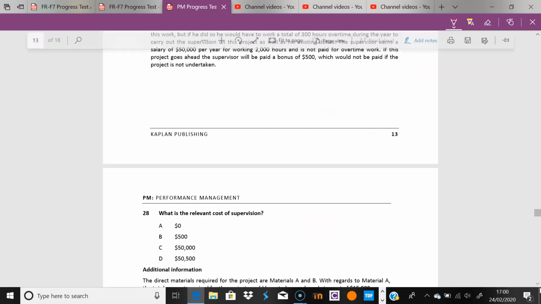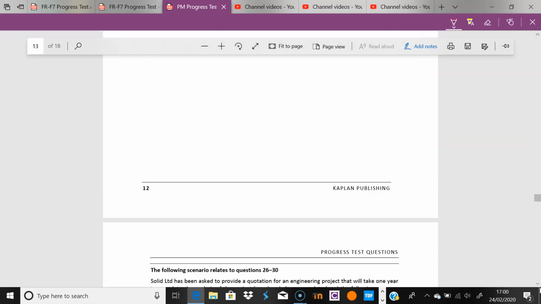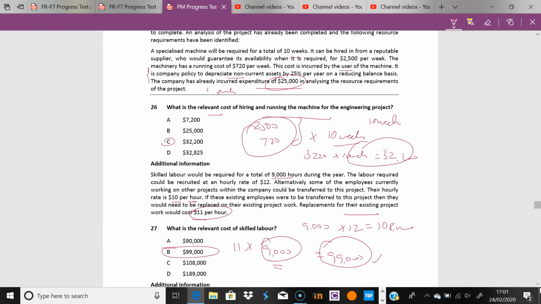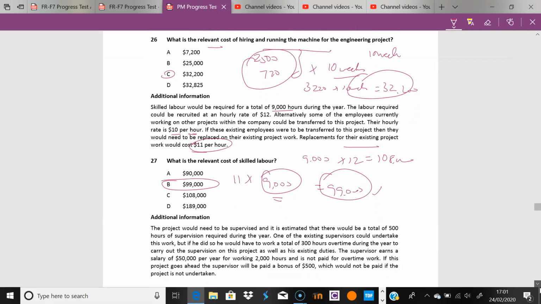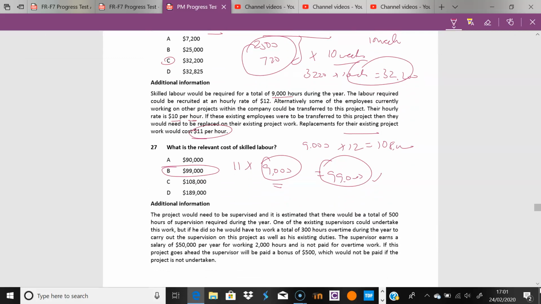Question 28 here. This was an interesting one. It did throw me a little. I don't think it was best worded, but I see where they're going. The project needs to be supervised. You need a total of 500 hours of supervision. One of the existing staff would have to work a total of 300 hours of overtime during the year to carry out the supervision, as well as his existing duties.